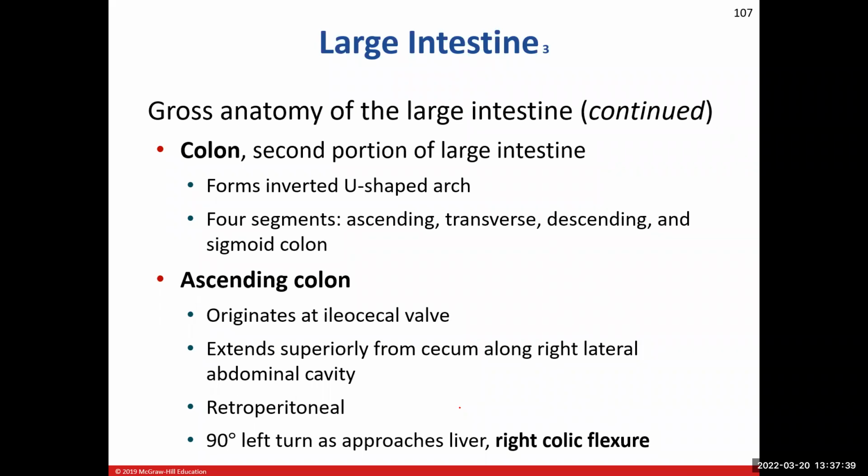So the first part, the ascending colon, is located on the right side of our abdominal cavity. It's going to head up towards the liver. That is a retroperitoneal structure. Where it terminates, it's going to take a 90-degree turn and start to head towards the opposite side of your body. That turn is called the right colic flexure, also known as the hepatic flexure, because it is close to the liver.